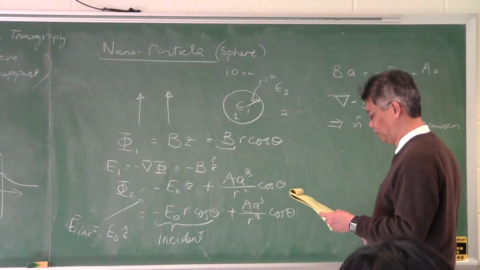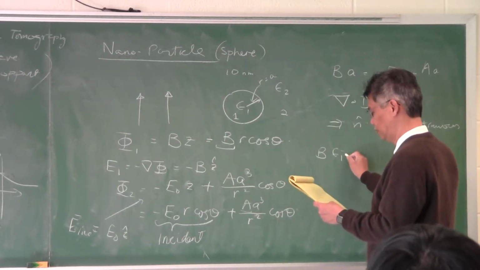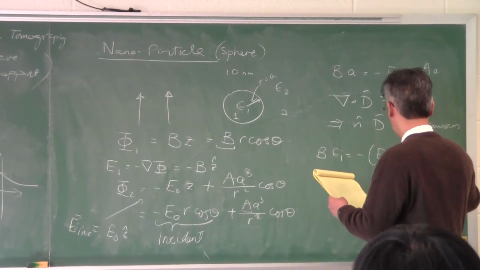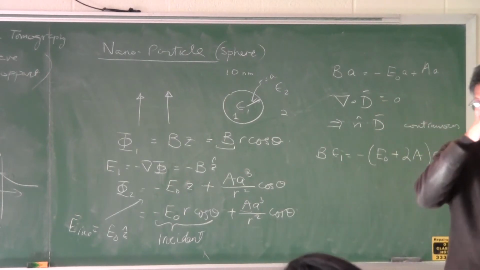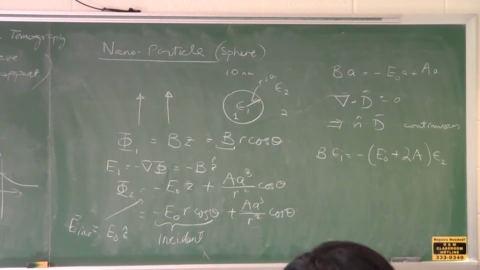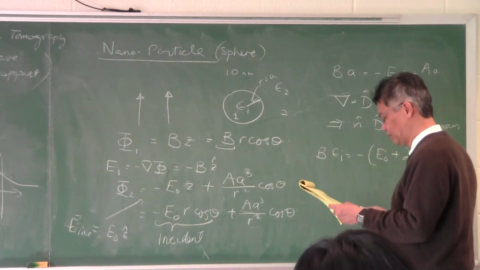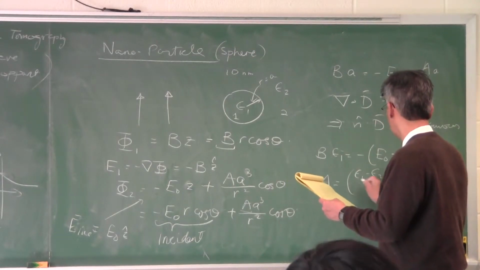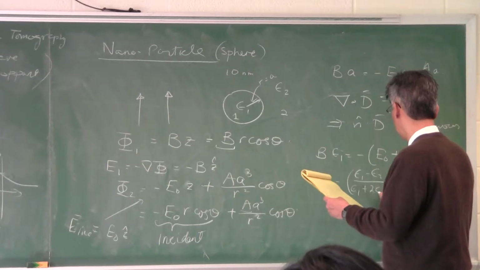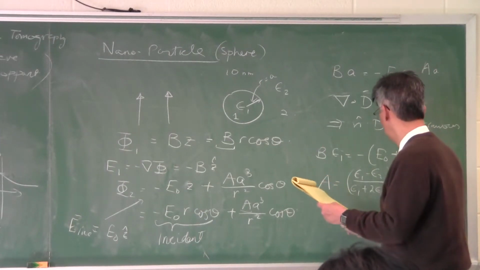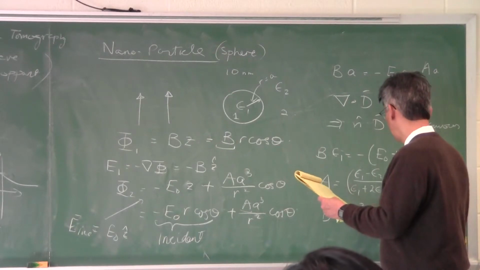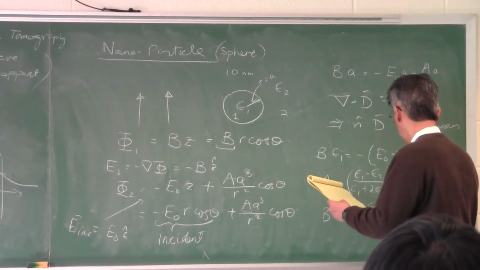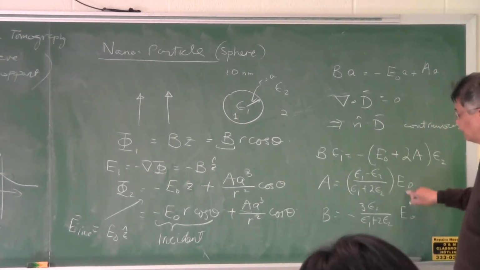And then if you do that, you get B epsilon 1 must be equal to epsilon 2. Okay, you multiply by the appropriate boundary condition, and I can solve it for you. I don't want to go through the detailed algebra. I can find what A is. A is epsilon 1 minus epsilon 2 over epsilon 1 plus 2 epsilon 2 times E naught. B is minus 3 epsilon 2 over epsilon 1 plus 2 epsilon 2 times E naught. So they are linearly proportional to the exciting field.